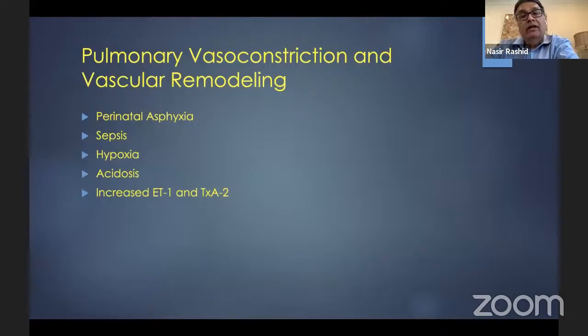So what can cause pulmonary vascular vasoconstriction and remodeling? Perinatal asphyxia also. Ongoing sepsis, ongoing in utero hypoxia, ongoing acidosis, and increased levels of endothelin and thromboxane A2. So remember that these babies, besides having PPHN, can also be asphyxiated, septic, and acidotic. Next slide, please.